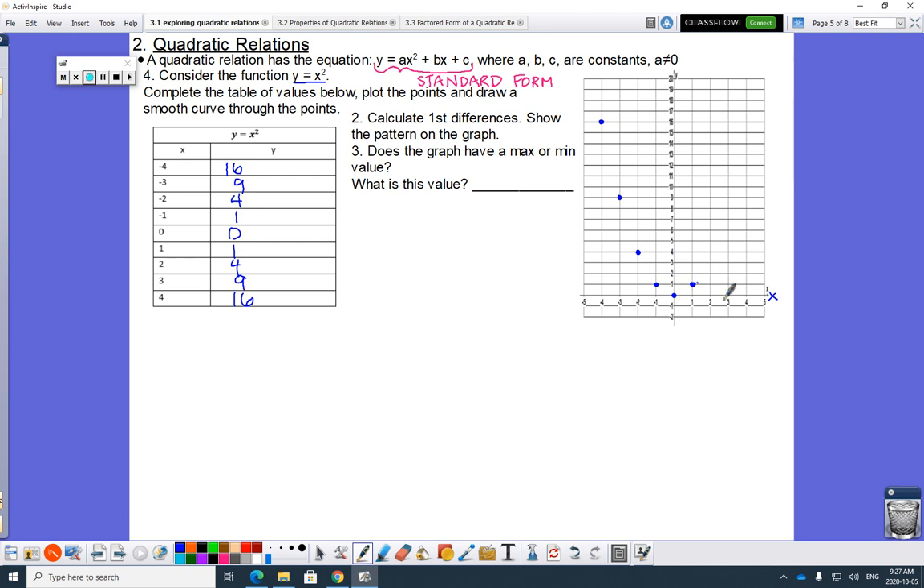1, 2, 4, 3, 9. And then do the best you can to make a smooth curve. No longer are we going to draw lines, okay? I just did a terrible job. Do better than I did.